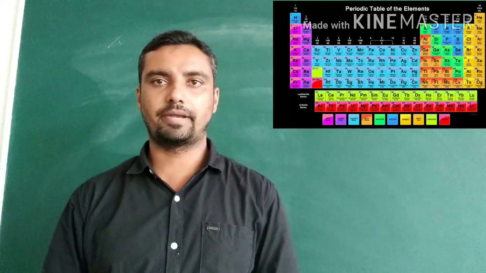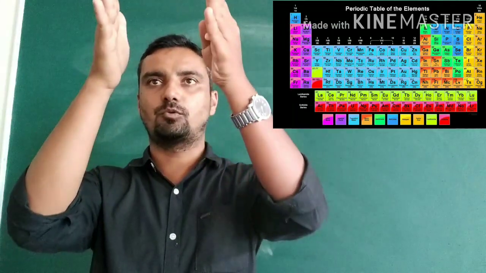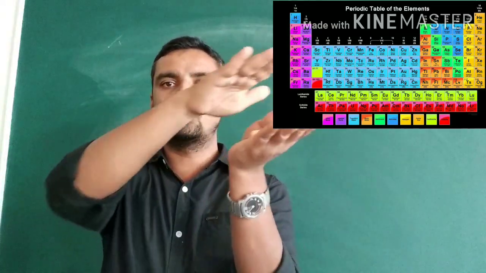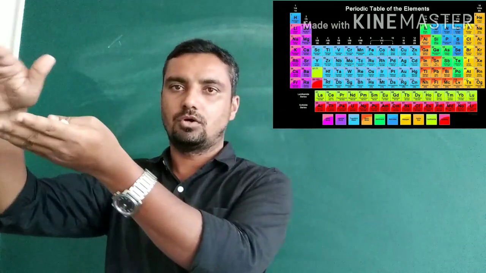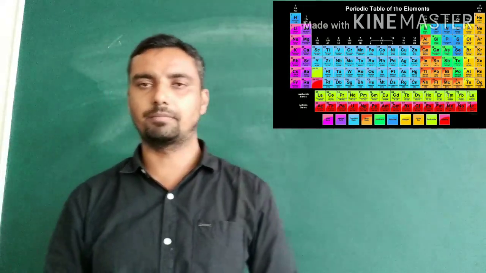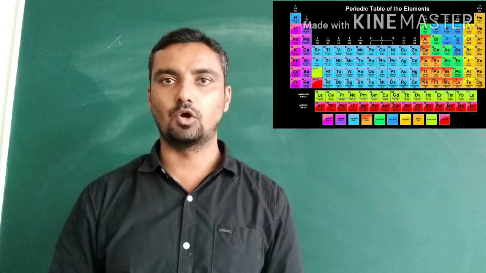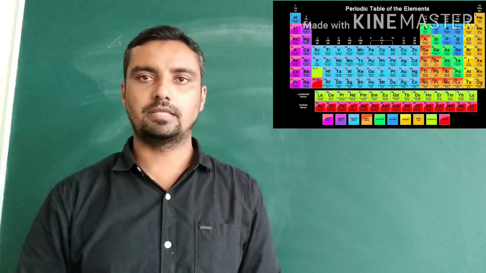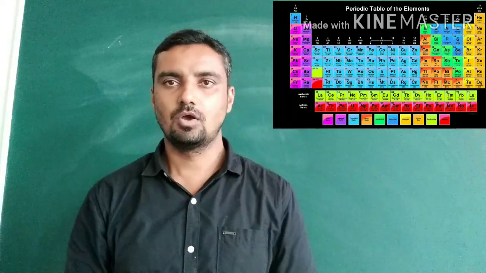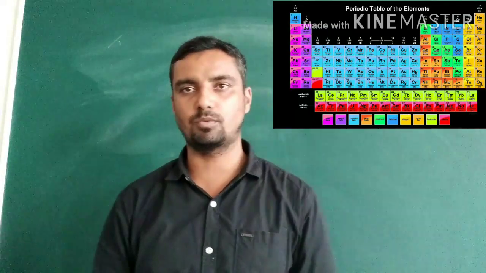In this modern periodic table, the vertical columns are called groups. Vertical columns means from top to bottom. And the horizontal rows, from left to right, are called periods. In this modern periodic table, there are 18 groups and 7 periods, that is 7 horizontal rows. 18 groups and 7 periods are present in the modern periodic table.